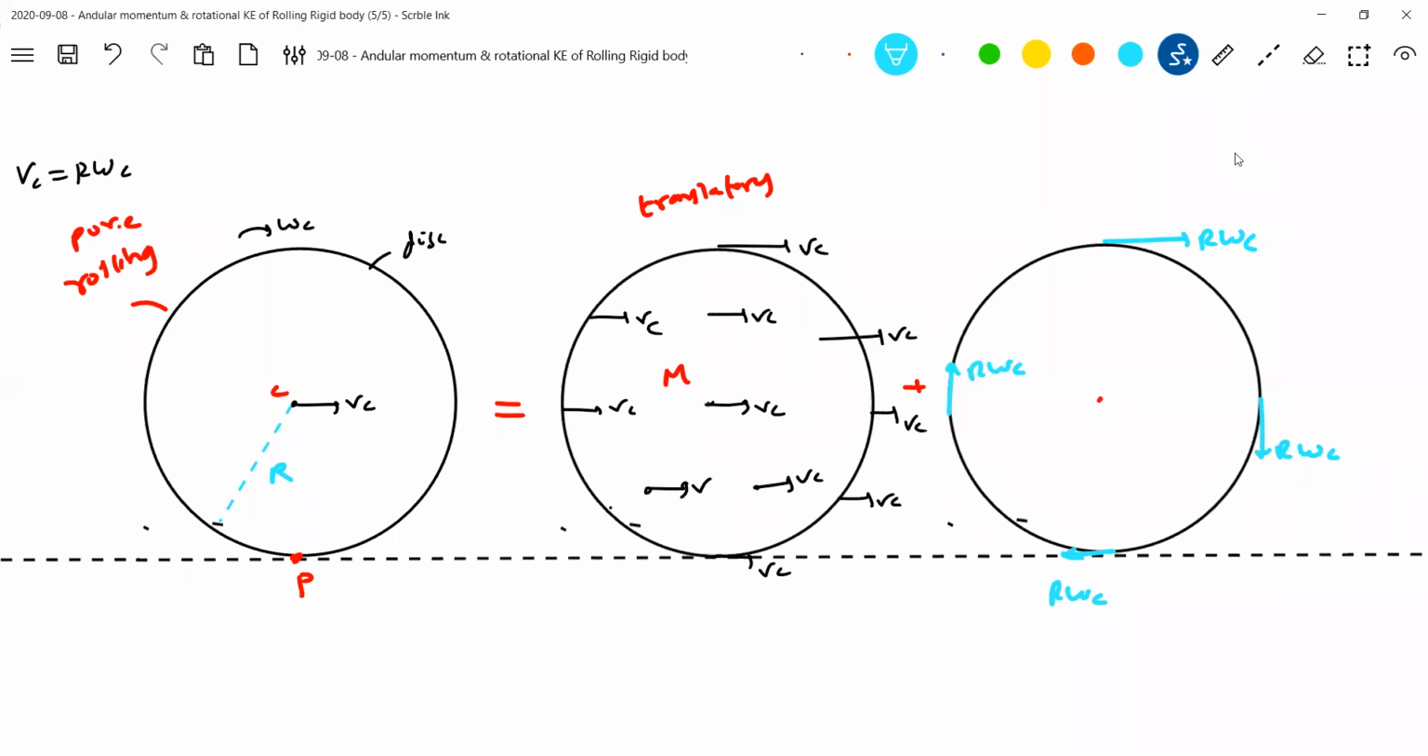Then, sir, what about this point? This point will also have R omega c. All points do, and the center of mass will not rotate. By this time you must be knowing that. Then how to calculate the velocity of any point? The vector sum of the velocity of center of mass and the tangential velocity will give the velocity of any arbitrary point.